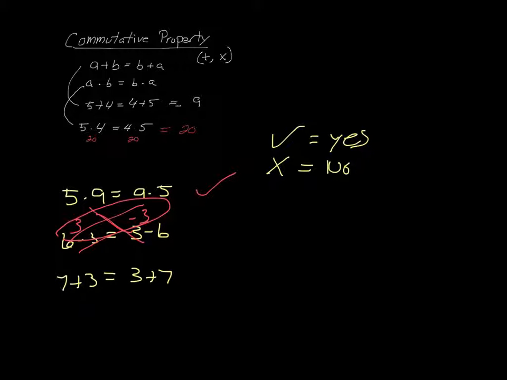Okay? Then moving on down here to the bottom part, we have 7 plus 3 and 3 plus 7. 7 plus 3, ladies and gentlemen, is 7, 8, 9, 10. And 3 plus 7 is 7, 8, 9, 10. Ladies and gentlemen, that is an example of a commutative property. Nice job.